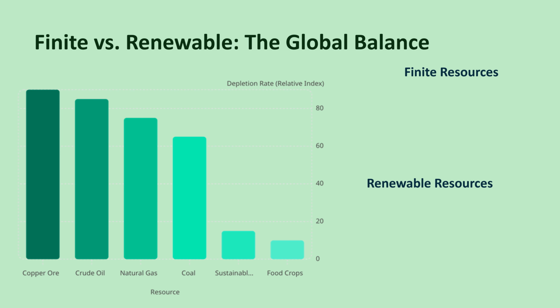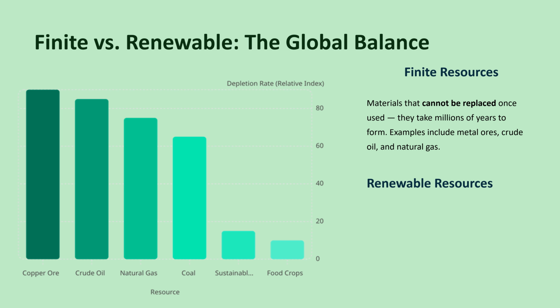Natural resources are substances taken from the Earth and used by humans. Some resources are finite. This means they are limited and will eventually run out. Examples include crude oil, coal, and metal ores. Other resources are renewable. These resources are naturally replenished over time. Examples include timber, wind energy, and fresh water. As the global population increases, demand for resources also increases, making sustainability increasingly important.